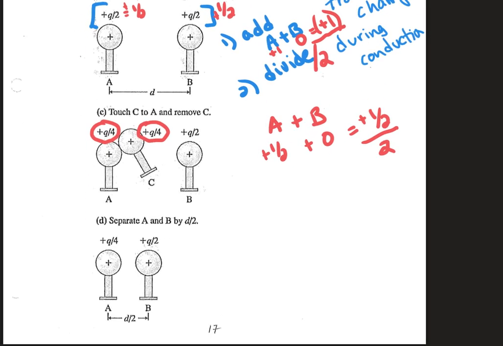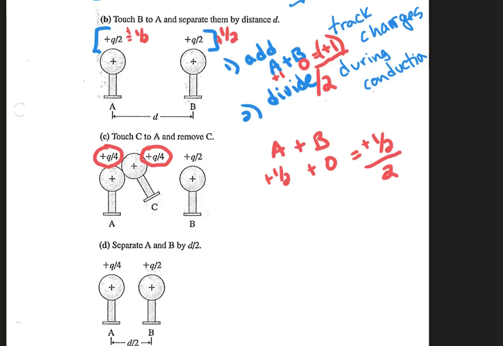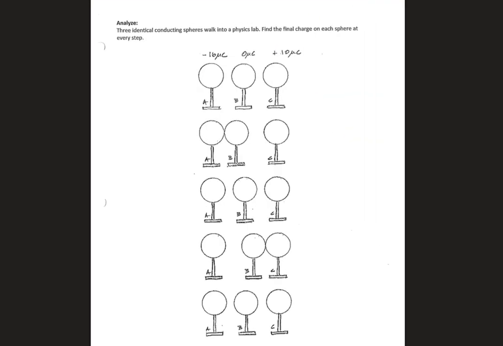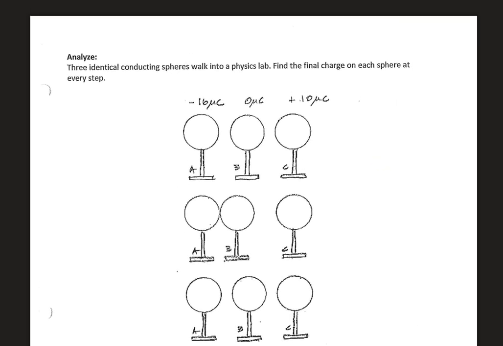So you now separate A and B by a certain distance, and they go back to sitting there by themselves. So it's a really simple process. What are the 2 steps? The 2 steps are 1, add the charges before they touch, and then 2, divide by 2. Couldn't be any simpler, right? So let's do it. Okay, let's go to this sample problem.